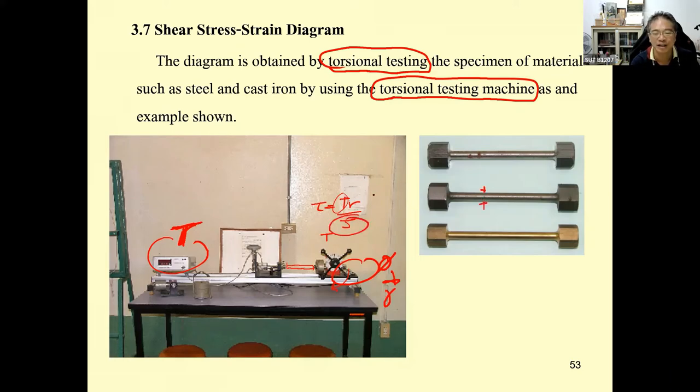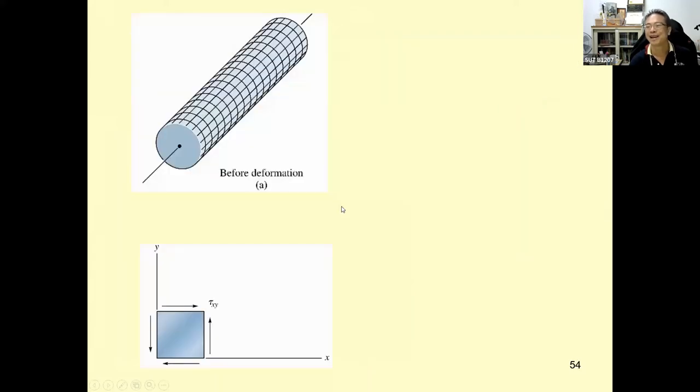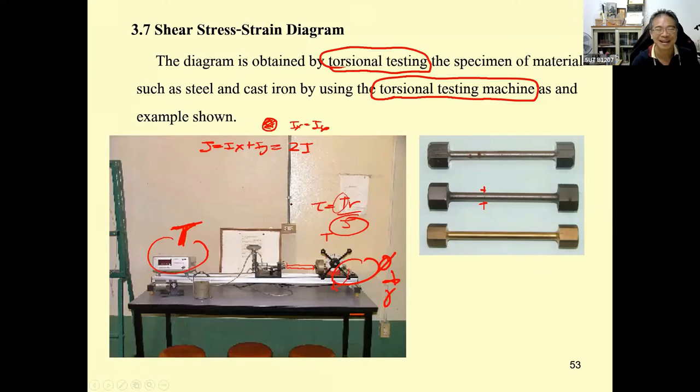J is equal to I sub X plus I sub Y. Since the section is circular, I sub X equals I sub Y, so J is going to be 2 times the moment of inertia of this section. By testing this, the mechanical engineering student and the CE student use this equation to determine the stress. Don't worry, we will talk about this later in chapter 5.